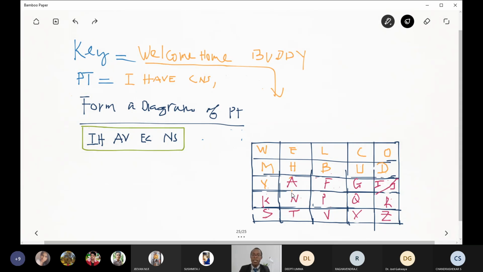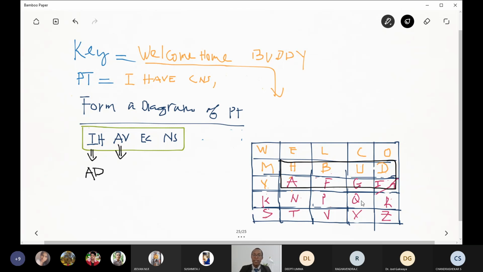And then what about H? Where is the H? H is here. So they are not in the same row, so I have to draw a rectangle on this one. So IH is going to be, down, D and A. It's going to be DA. No, it's going to be AD because it's IH, okay? AD.